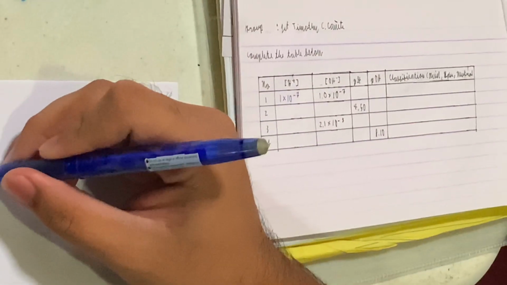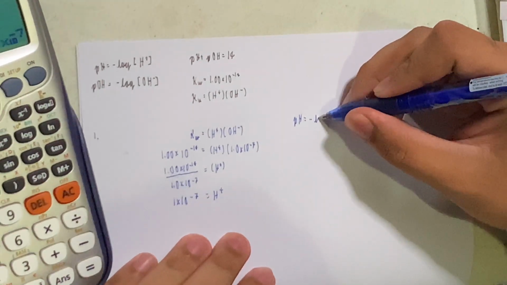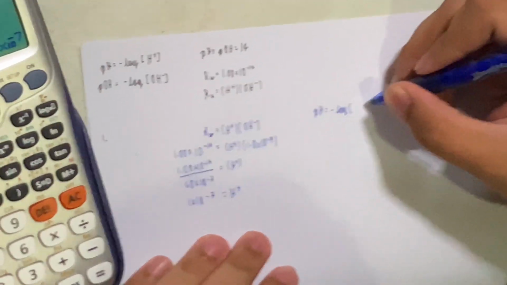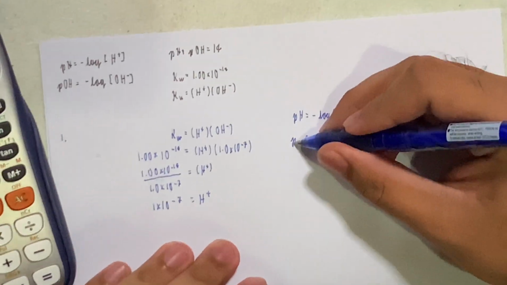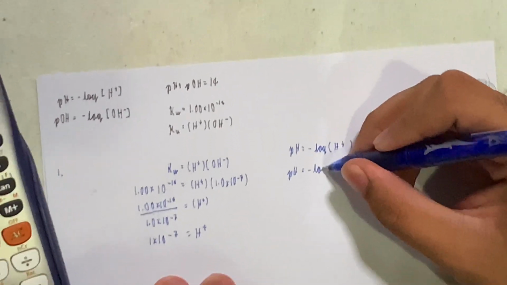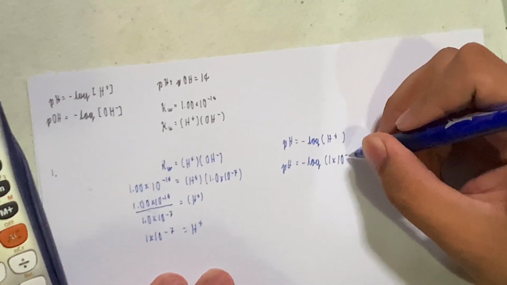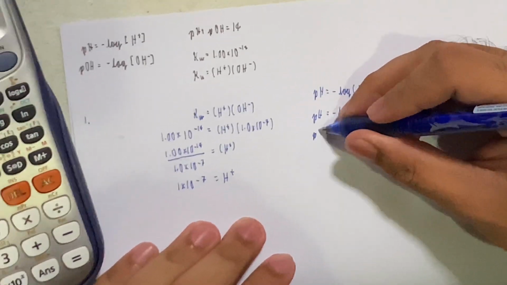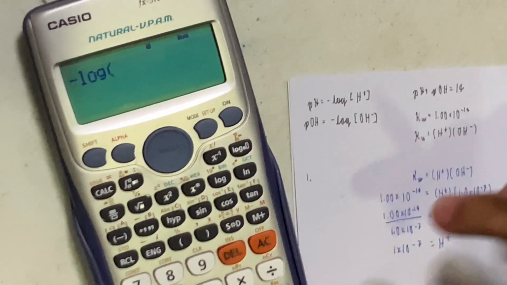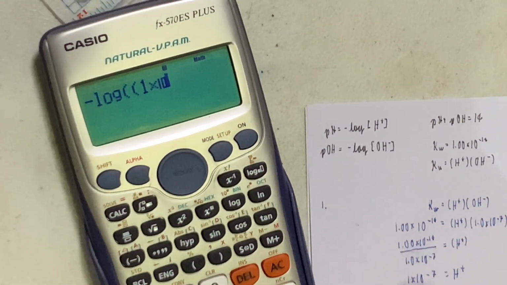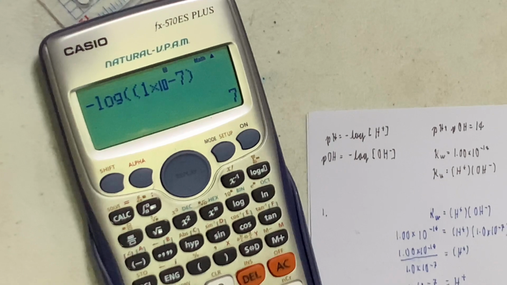To solve for pH, pH is negative log of hydrogen. So negative log of hydrogen is 1 times 10 to the power of negative 7. So the power of hydrogen is negative log 10, 1 times 10 to the power of negative 7. That is 7.